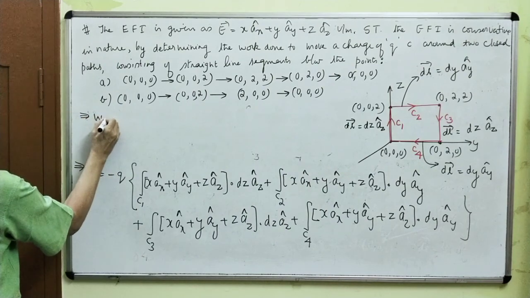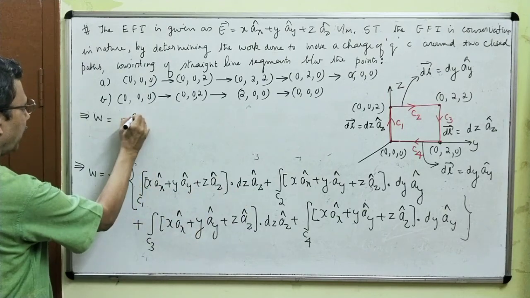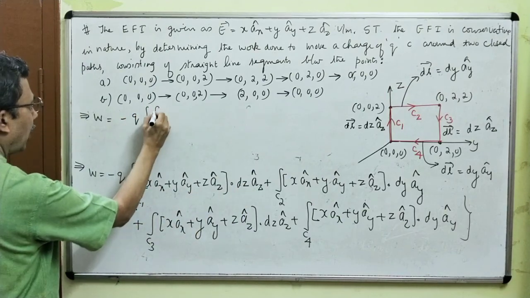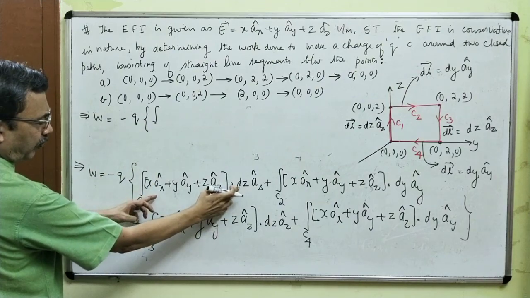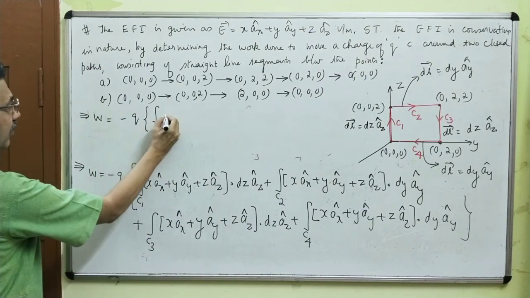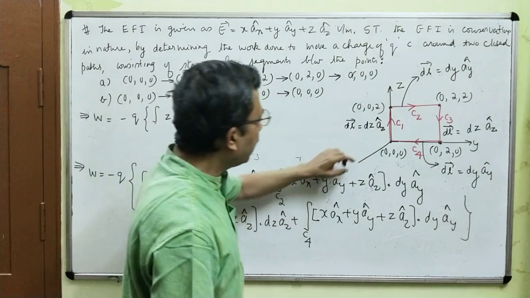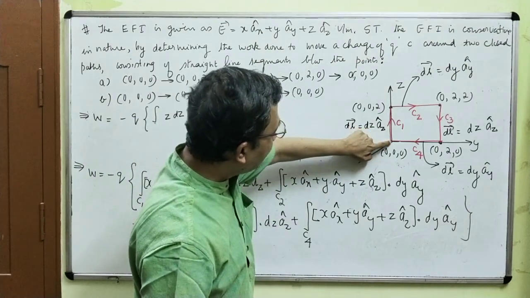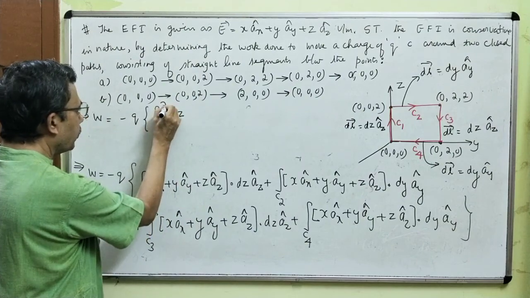This implies W is equal to Az cap dot Az cap, which is 1. So minus Q into contour integral C1. What do you get from the first integral? What is the function inside the first integral? It is z dz. For path C1, what is the z coordinate here? 0. Here what is the z coordinate? 2. Therefore it is 0 to 2.